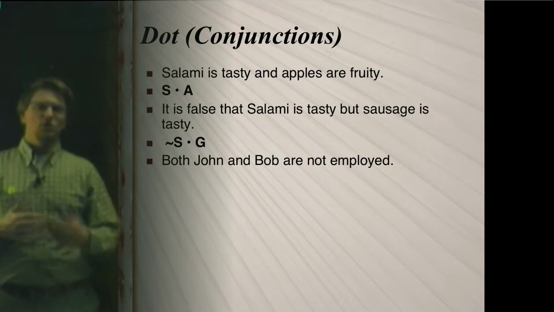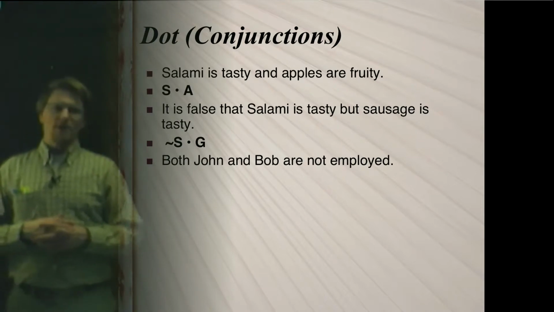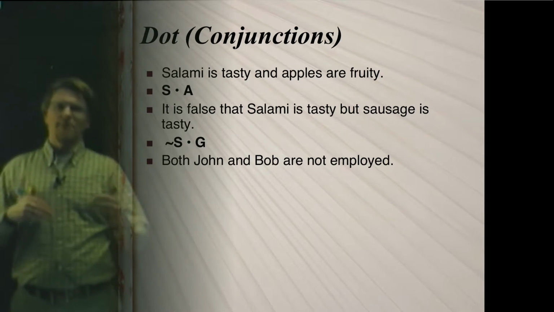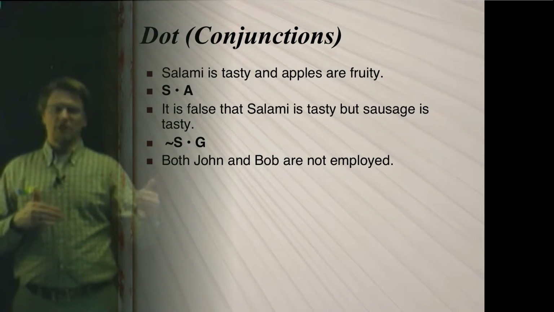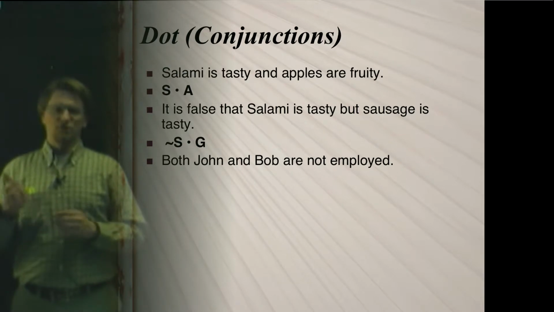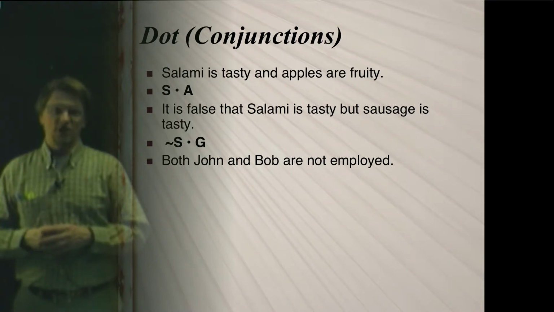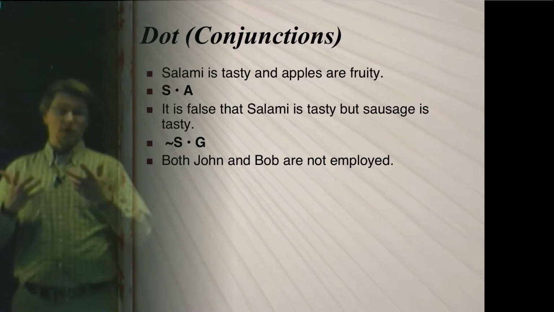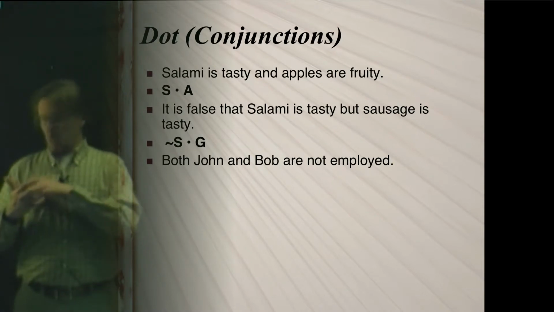All right, so with this example, both John and Bob are not employed. We're going to talk about these two individuals, John and Bob, for a few minutes here from this slide onto the next one, dealing with both the dot and then, as we'll see, with the wedge as well. So both John and Bob are not employed. We're going to obviously have a dot here.